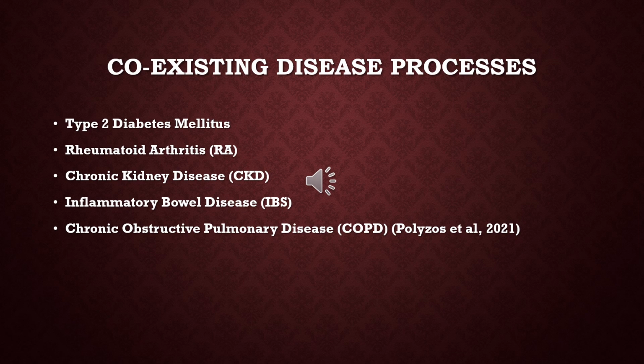This can lead to joint destruction and systemic manifestations. Again, the inflammation caused by rheumatoid arthritis can stimulate osteoclast activity and suppress osteoblast activity, resulting in bone resorption and erosive bone changes. Chronic kidney disease is characterized by progressive loss of kidney function, leading to disturbances in mineral metabolism, electrolyte balance, and vitamin D metabolism.